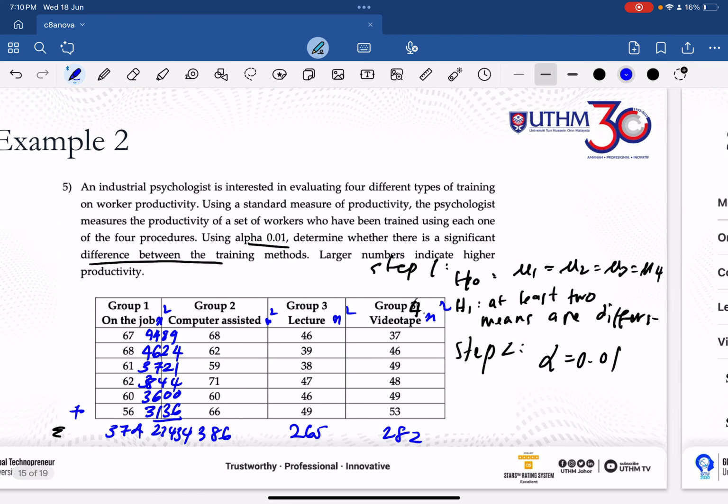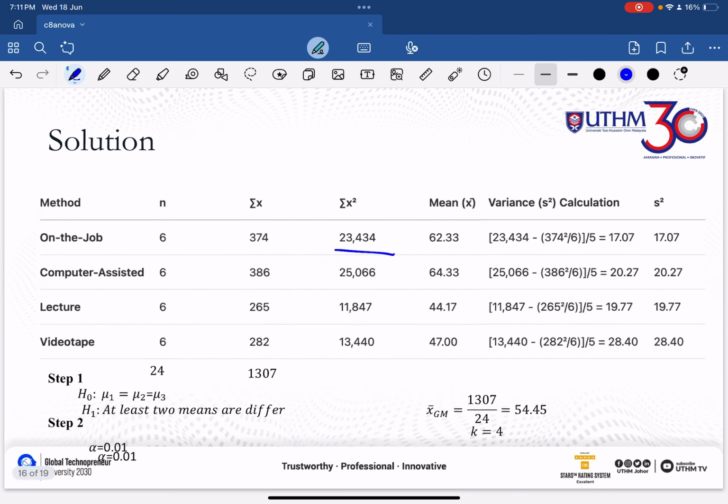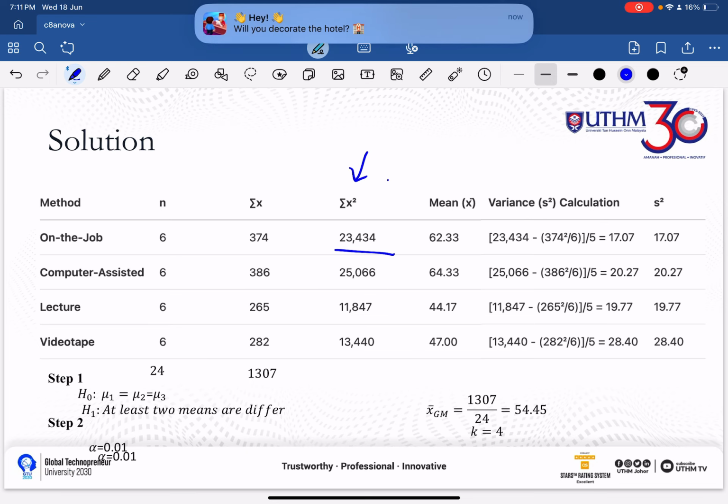23434. And then it continues, which is you need to sum up all of this. 59 square, 71 square, 60 square, 66 square. Sum up. Same here, 46 square, 39 square, 38 square. No need to show in your final, just the last table I want to see. Okay, sum up this. And then the last part also sum up all of the square to get the answer for this column, right?